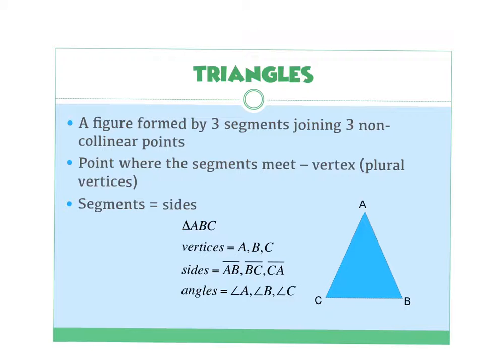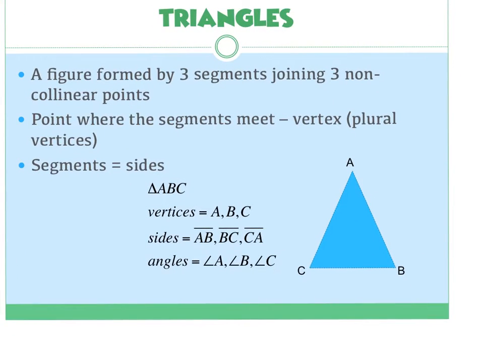So we'll use that little symbol for triangle to make our lives easier. That's how we would write the name of this triangle. It could be triangle ABC. It could be triangle BCA. Or it could be triangle CAB. Those are all the same triangle. The order of the letters does not matter when you're naming it.